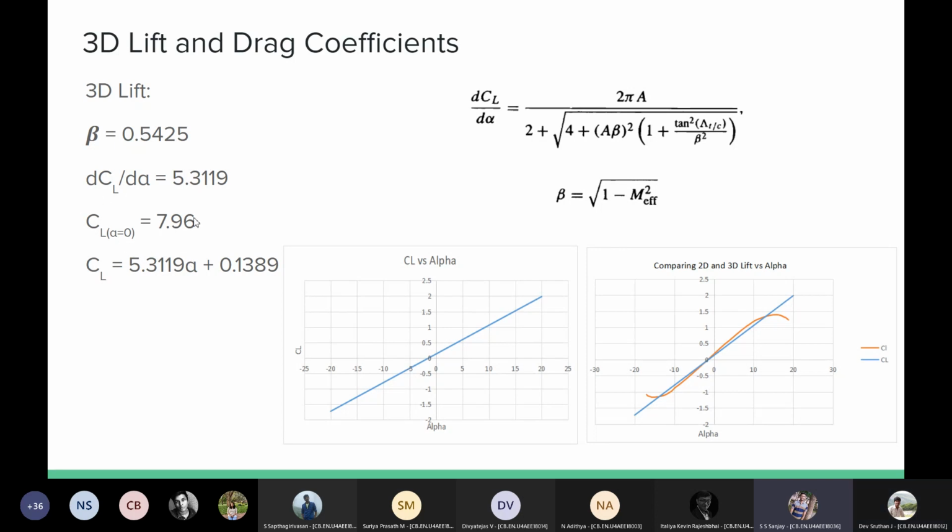A question from my side: for dCl by d alpha, your 3D lift slope, you're using 2 pi. This 2 pi is according to thin airfoil theory, which may not be exactly true in this case. I think you should take the slope of the 2D lift curve. You have plotted CL versus alpha for your airfoil, the NACA 6-series airfoil. Take the lift curve slope of that airfoil and substitute it here instead of 2 pi, because 2 pi is according to thin airfoil theory. Okay, I'll try using it.